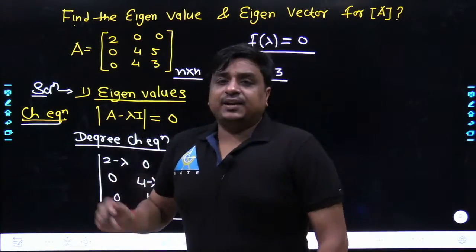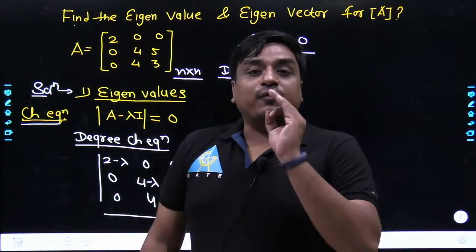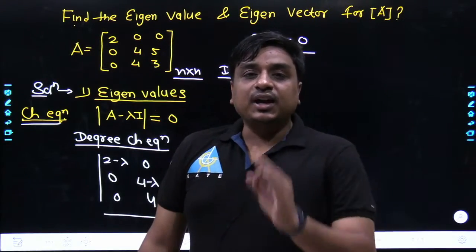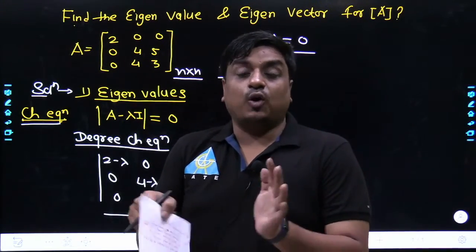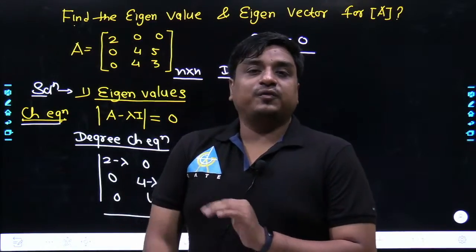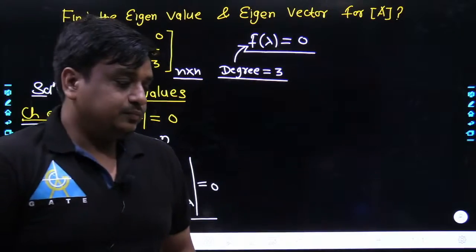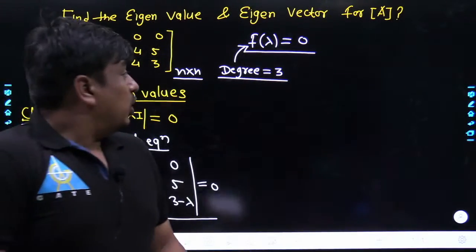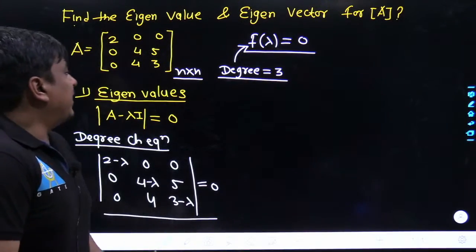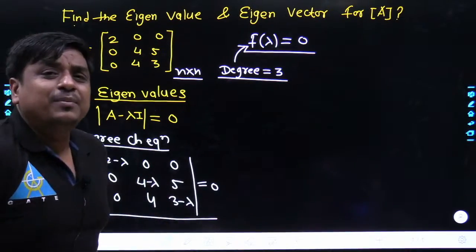If you want, you can write down an important point: the degree of the characteristic equation is equal to the order of the square matrix. Is that part clear? I have already calculated the values of lambda. May I know how many lambdas you will have?